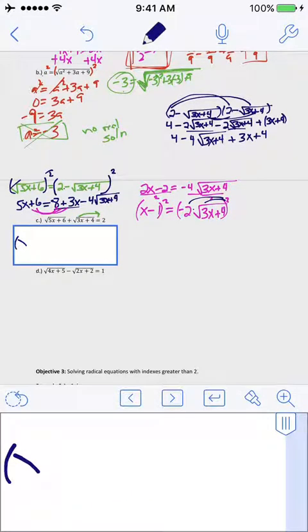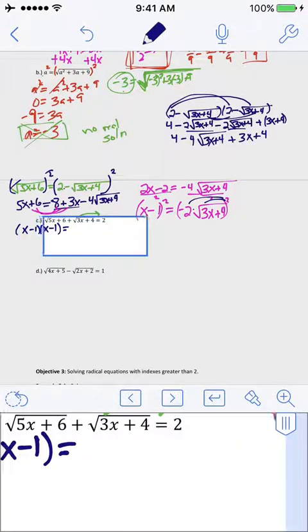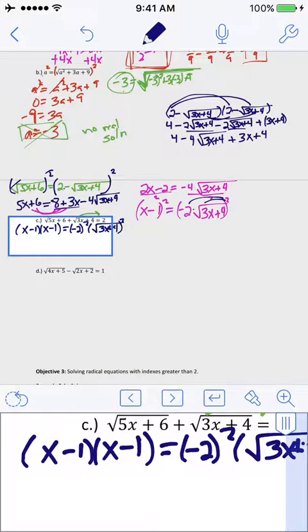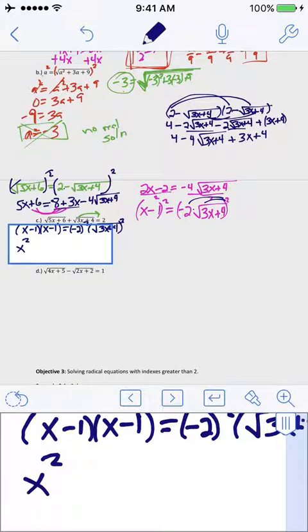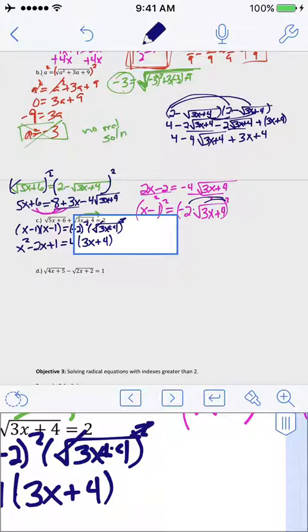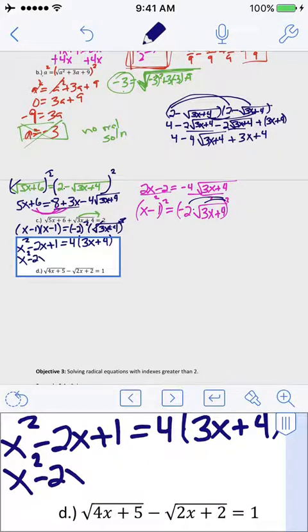Over here I get x minus 1 squared, which is the same thing as x minus 1 times x minus 1. That's going to be equal to negative 2 squared times the square root of 3x plus 4 squared. So that's what I have going on here. This squared ends up being x squared minus 2x plus 1. Negative 2 squared is 4, and that's going to be times 3x plus 4, because that's what happens when you square a radical. Let's simplify that right-hand side a little bit. X squared minus 2x plus 1 is equal to 12x plus 16.